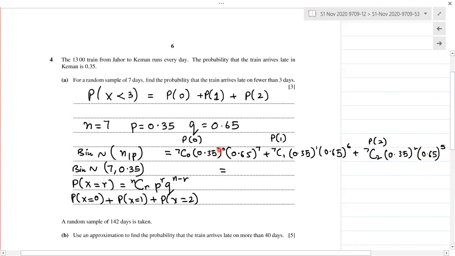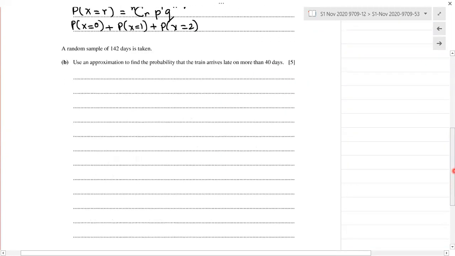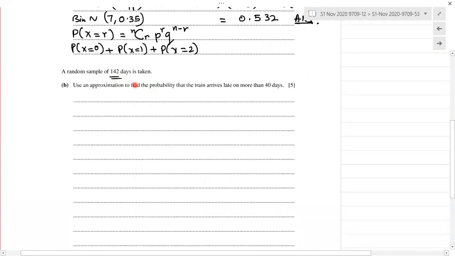Now, if we add them up, the probability of 0, 1, 2, we get the answer 0.532, correct to three significant figures, and that's the answer to the first part. Now, part B says a random sample of 142 days, so we can see that n is a large number. It says use approximation. Whenever it says use approximation, we know this is continuity correction. So this is a binomial to normal distribution with continuity correction, which has the parameters np as the mean and npq as its variance, not the standard deviation.